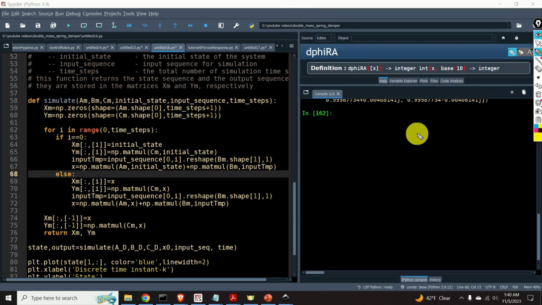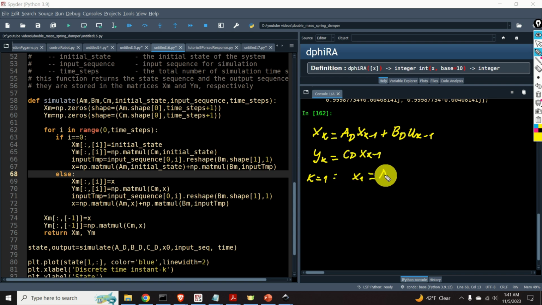Let's explain that. The discretized model looks like this. xk is equal to AD xk minus 1 plus BD uk minus 1, and yk is equal to CD xk minus 1. Let's start from the time instant k is equal to 1. And what do we have from these two equations? We have x1 is AD x0 plus BD u0. Consequently, by knowing x0 and by knowing u0, we can compute x1. And then we can simply compute y0 as CD x0. And this is how we do it.